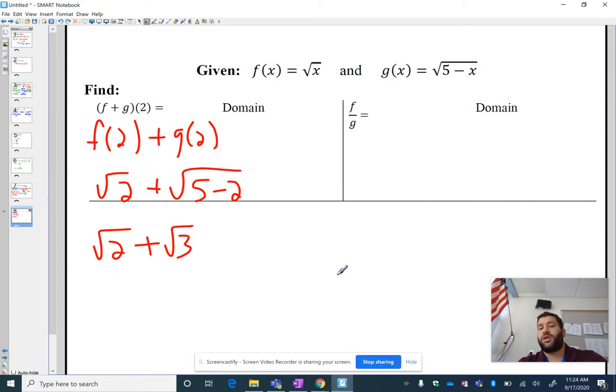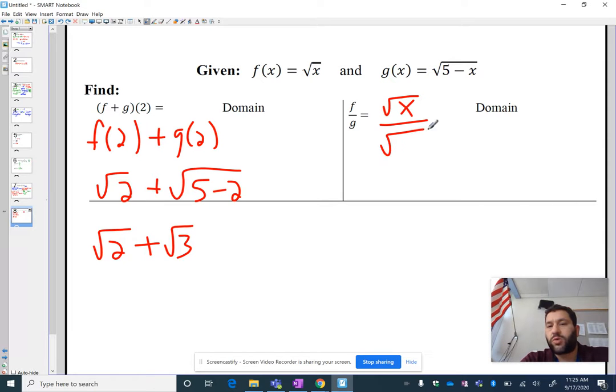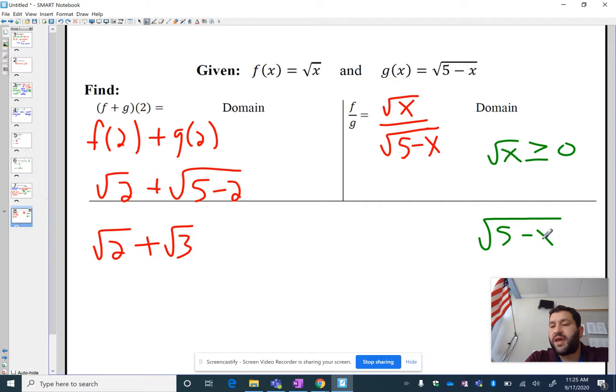For f over g, we're not given an x value, so it's just basically writing it as the square root of x over the square root of 5 minus x. So this one's interesting because we have to make sure our radicals cannot be negative. So we have to say, when is the square root of x greater than or equal to 0? When is the square root of 5 minus x greater than or equal to 0?